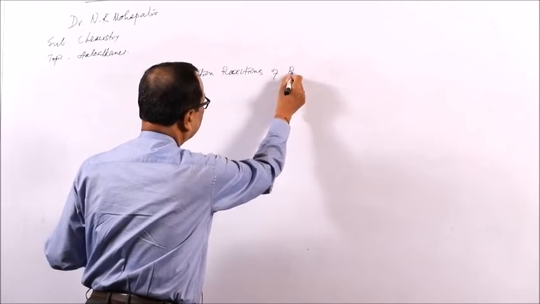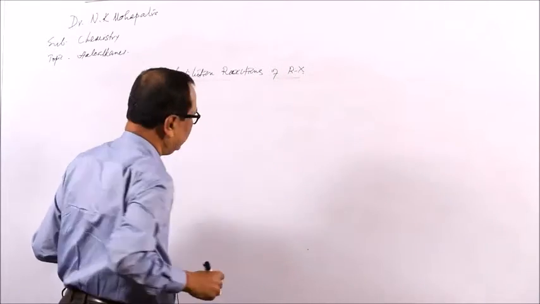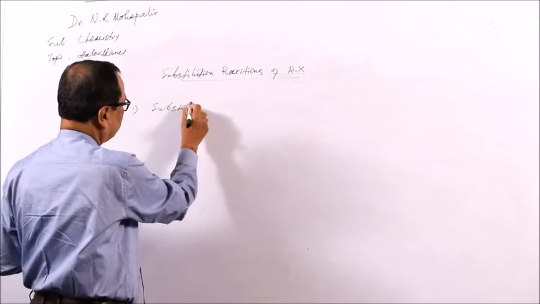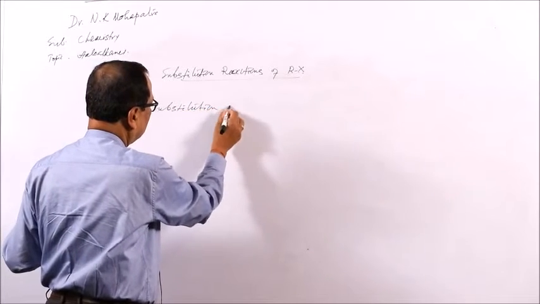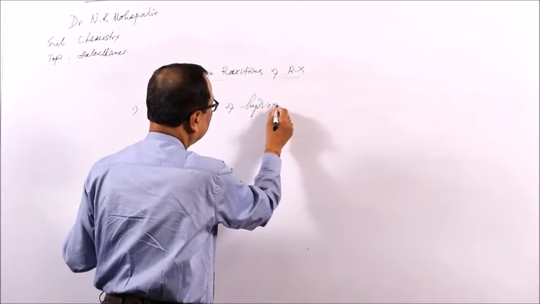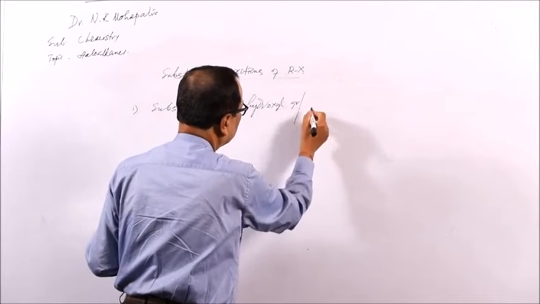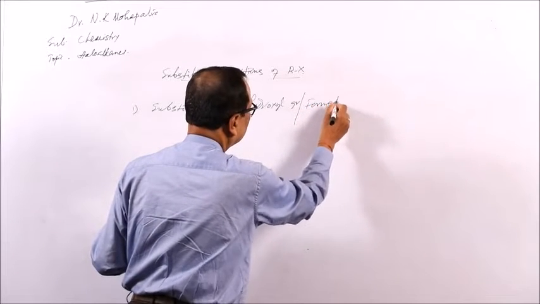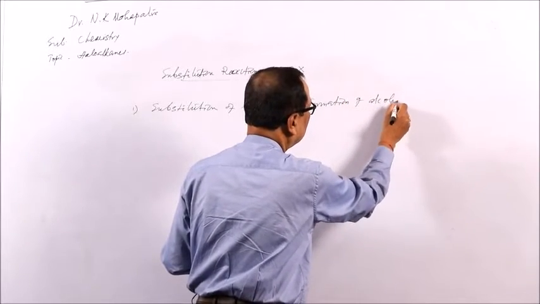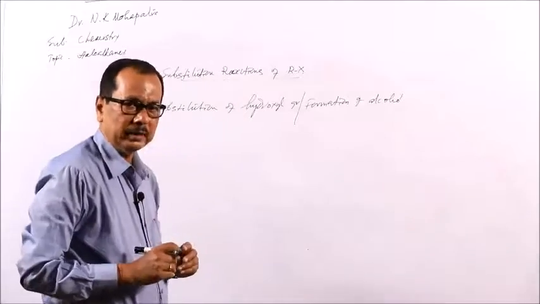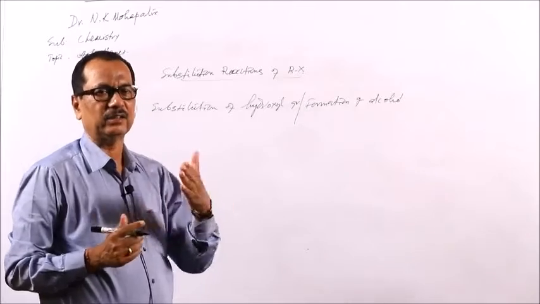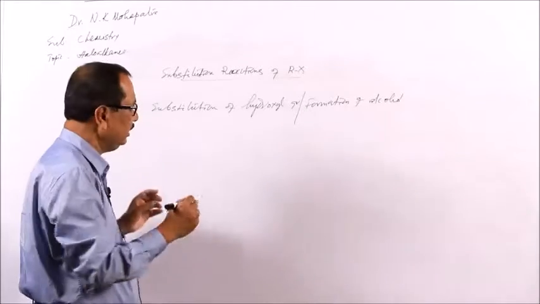of RX, let us say alkyl halide. Here we discuss substitution of hydroxyl group, or you can say formation of alcohol. Here, when alkyl halide is treated with aqueous KOH, an alcohol is formed. The halogen atom is replaced by the OH group.